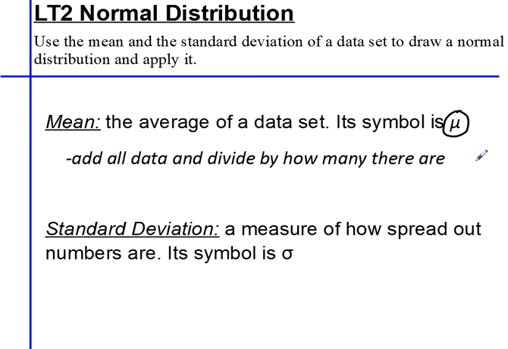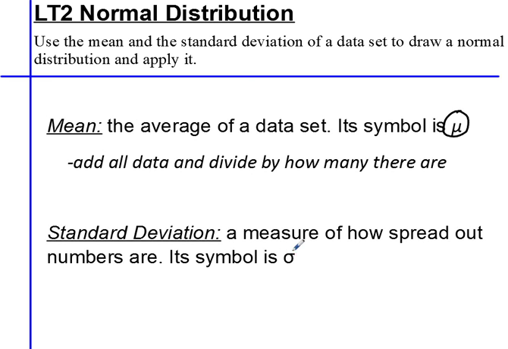The second vocab term is standard deviation. Standard deviation is a measure of how spread out numbers are in a data set. It also has a symbol. Its symbol is an O, but it has a little extra hat to it. Both these symbols are Greek letters, and we're going to see them often as we do our lesson today.